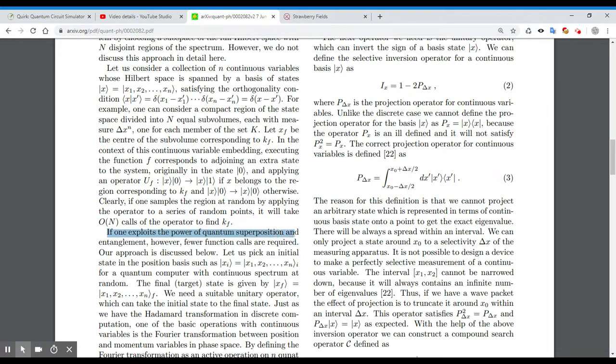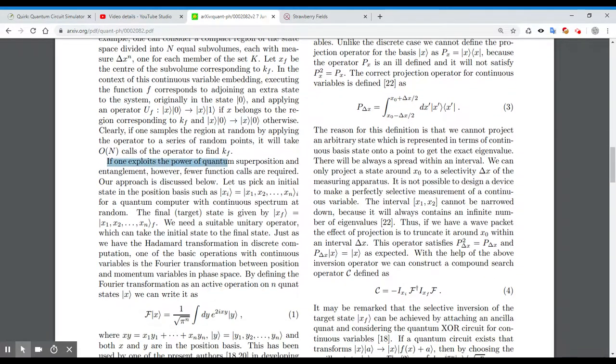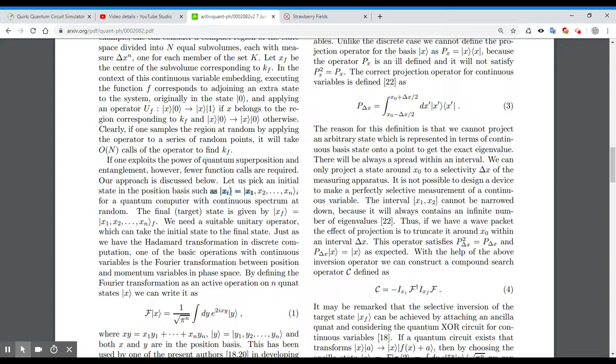Power of quantum superposition and entanglement. However, fewer function calls are required. Let's pick an initial state in position basis, such as this, for a quantum computer with continuous spectrum at random. We need a suitable unitary operator which can take the initial state to the final state.